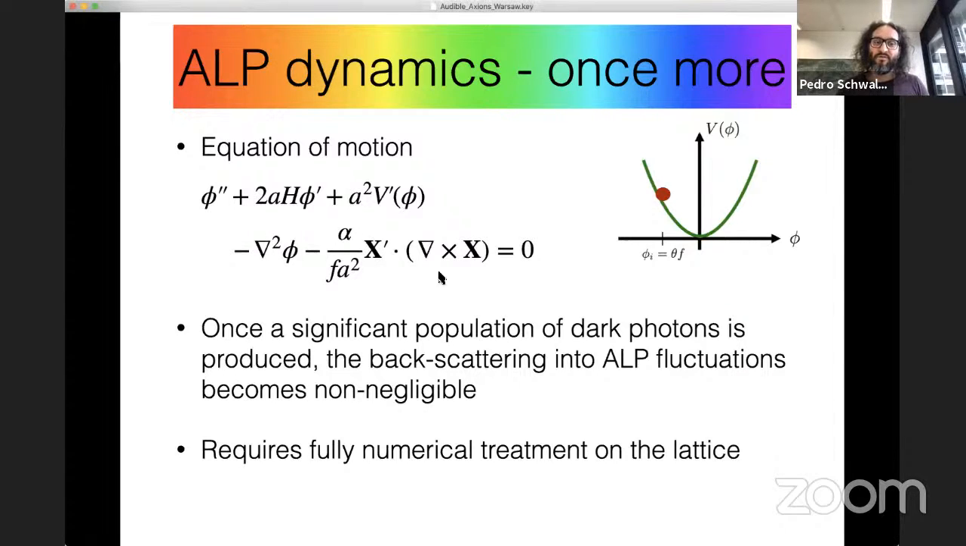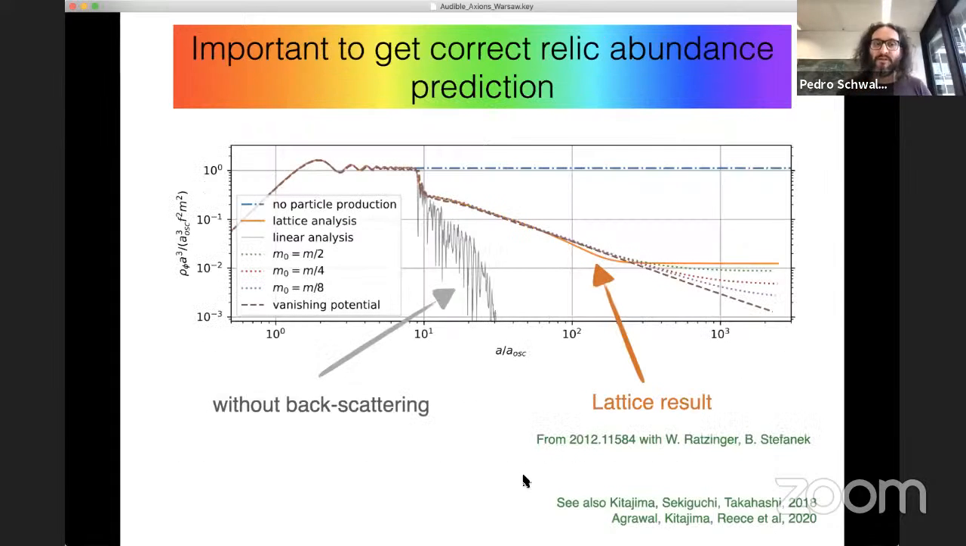Then in order to solve the equations of motion also in that regime, you have to do it fully numerically. The equations couple again, so it becomes rather difficult to do it in momentum space. Instead, we go back to position space and we put the system on the lattice. But that took another year, more or less, of work. And this is kind of what happens.